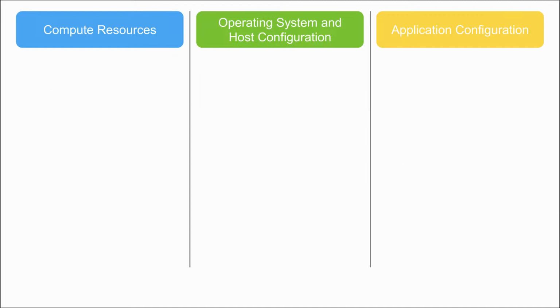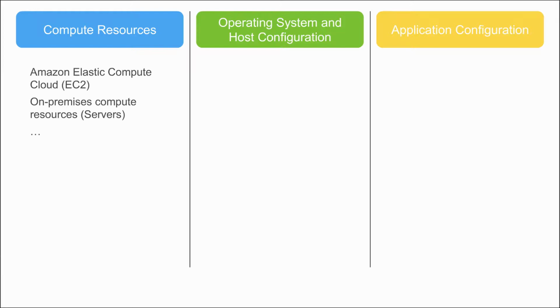To give you an example of where configuration management would come into play, I'm going to go through this simple illustration. On the left, we have our compute resources. Those could be Amazon EC2 instances. They could be your on-prem servers. It could even be your developer desktop, right? All these will be your compute resources.